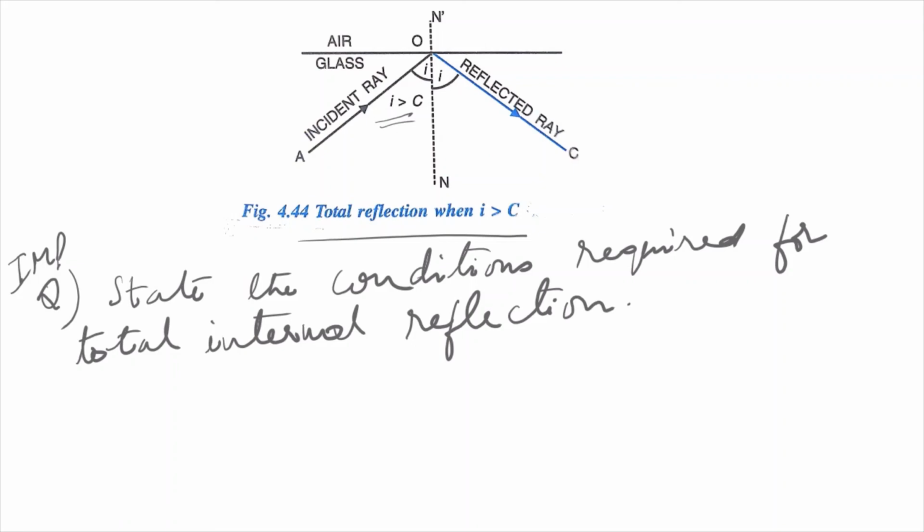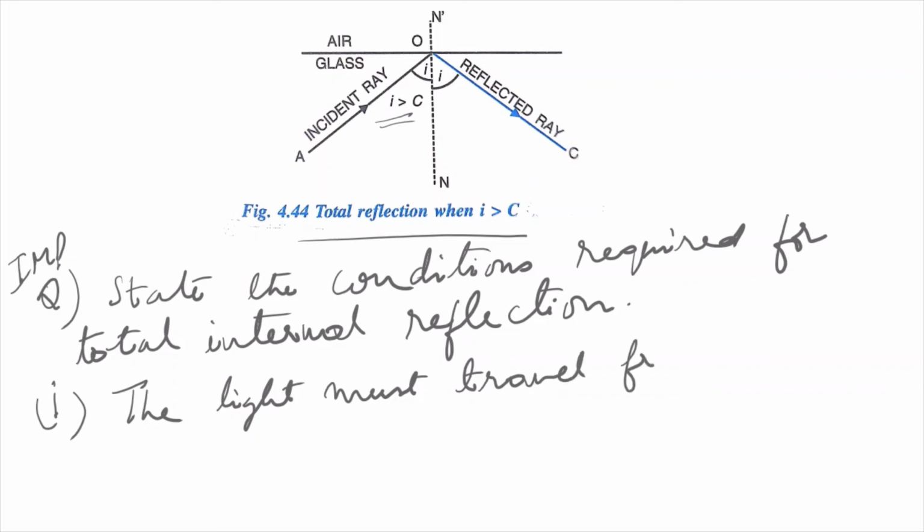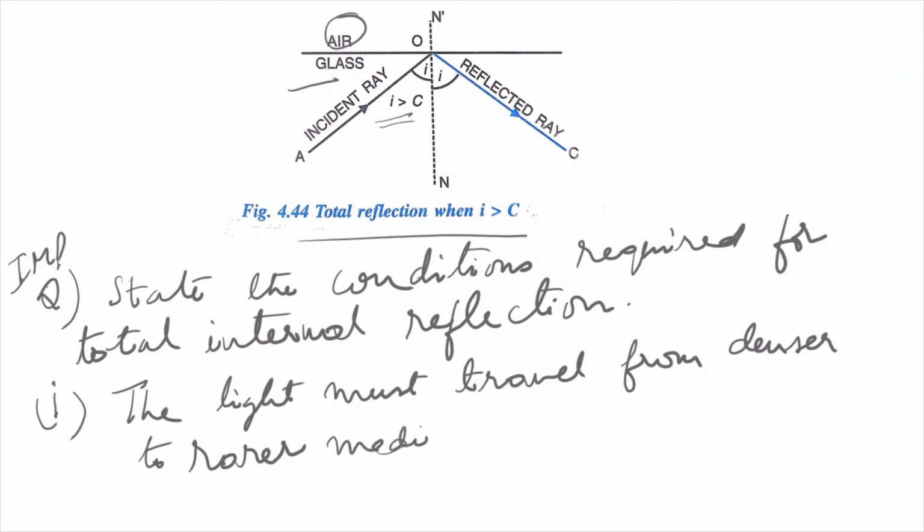Okay, so there are two conditions. The first condition is what? The light must travel from denser to rarer. Light must travel from denser, like glass, to rarer, like air, medium. So that is a must. Then only total internal reflection will take place.